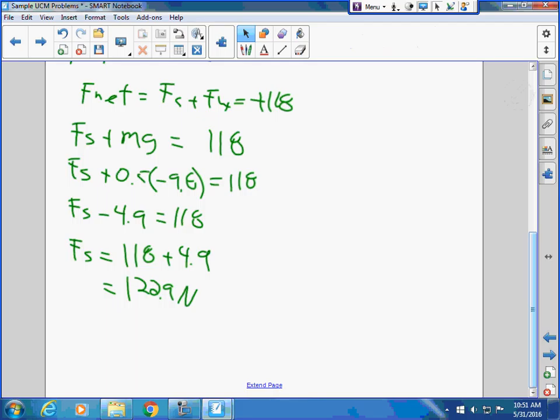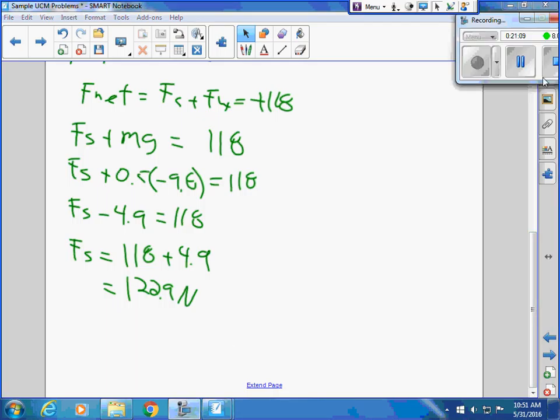122.9. Oh, now, have I been on pause the whole time there? Hopefully not. Okay, so what's going to happen, part D, I've got to get done here so you guys get time to work. What happens at the top?